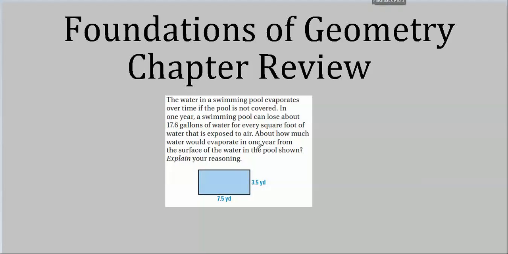So we're going to have to figure out how many square feet this pool is. Remember, don't ever just accept what they give you. In this case, we could multiply 3.5 by 7.5 and get ourselves confused and possibly come up with a wrong answer. Let's just convert to feet right off the bat, so there's no chance of getting anything wrong.